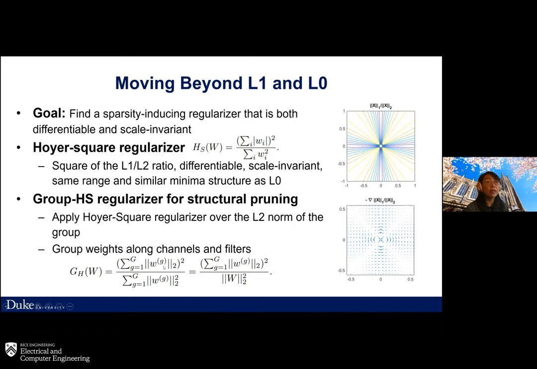As I said, it could be a channel, a filter, or even a layer of your neural network. And then we apply a Hoyer-square regularizer on top of this. The impact is that weights within the same group will be induced to become zero simultaneously.